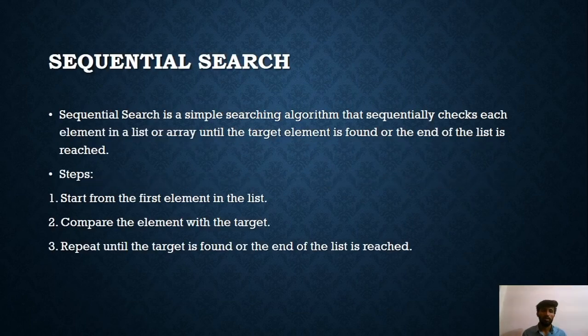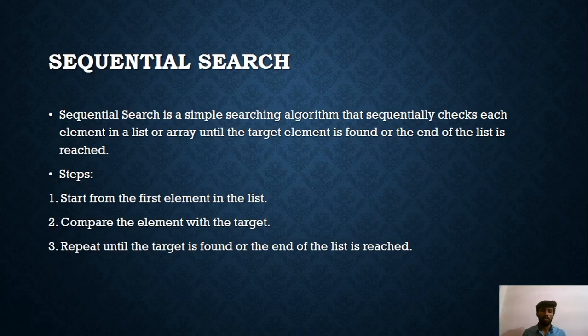So let us discuss sequential search. Sequential search is a simple searching algorithm that sequentially checks each element in a list or array until the target element is found or the end of the list is reached.